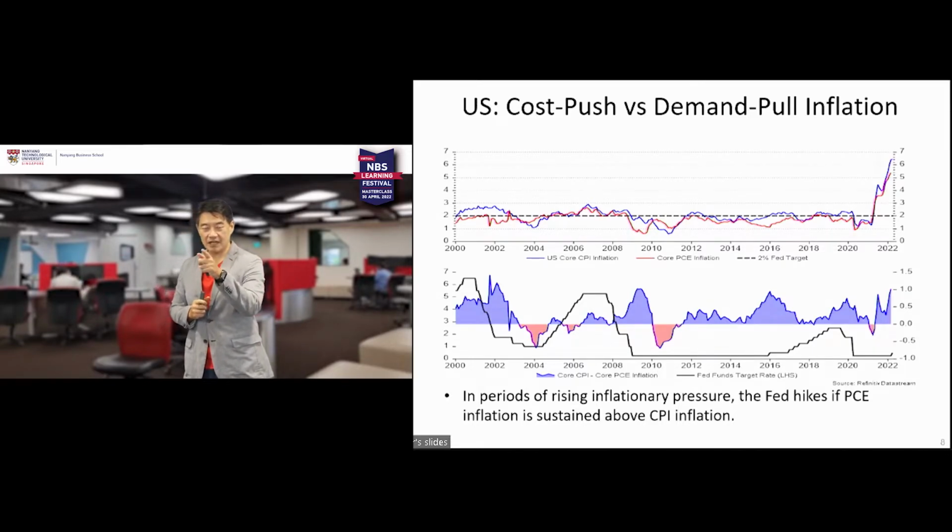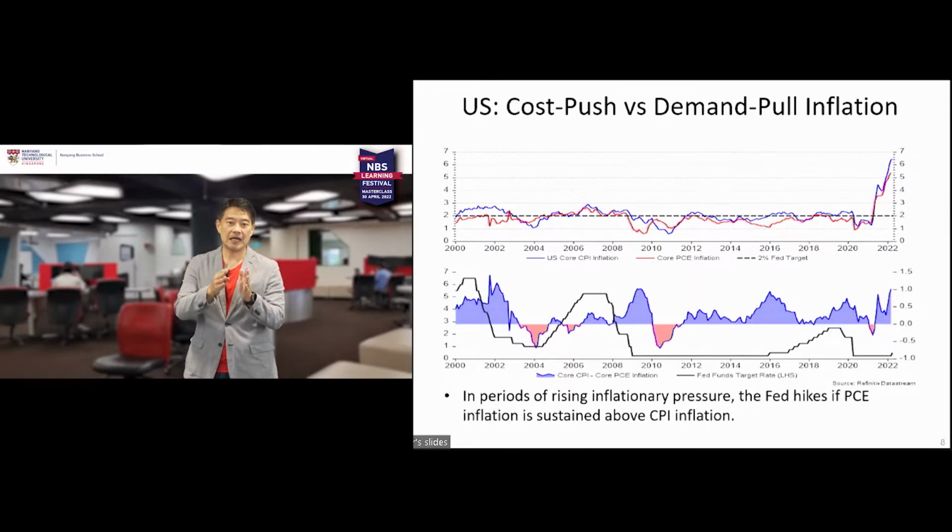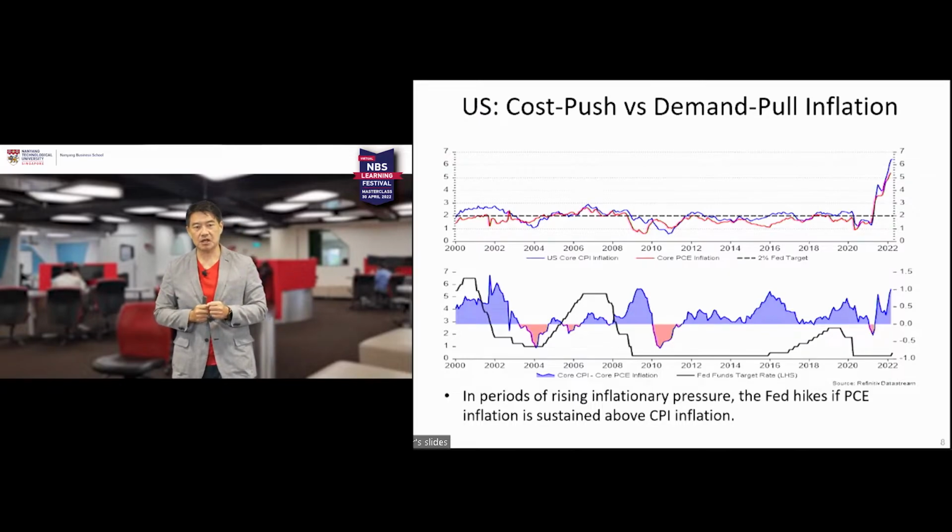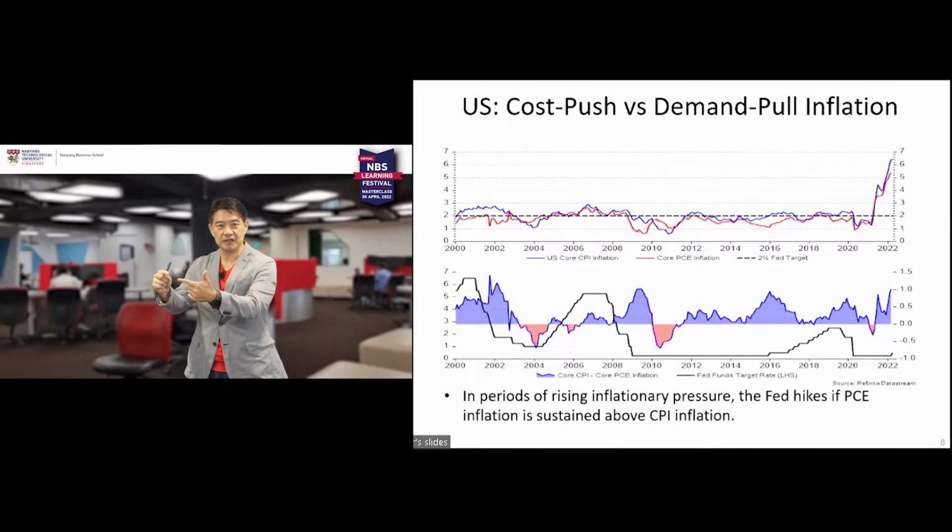You actually see right towards the end, over the last 1.5 years, what have you noticed? You notice that both cost push inflation and demand pull inflation have skyrocketed. And if you look at the bottom chart there, you notice that demand pull inflation usually runs faster than cost push inflation, right?